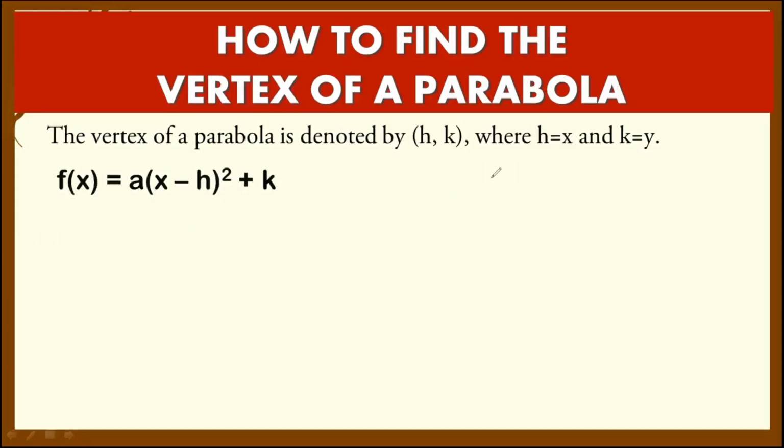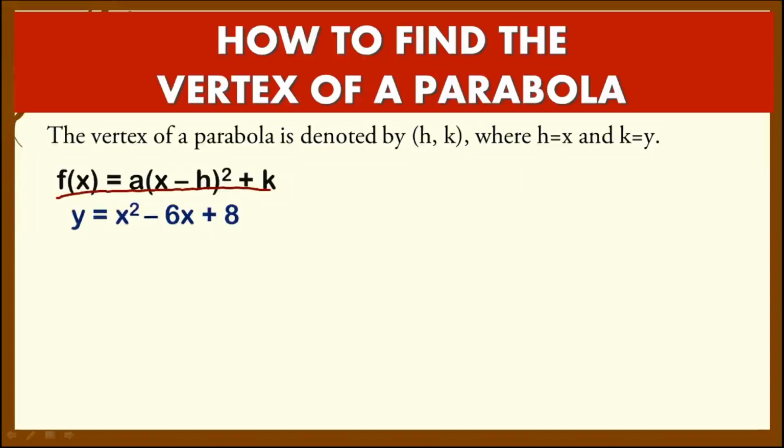So the second method to find the vertex is by using the vertex form of the quadratic function or quadratic equation. The vertex form is noted by f of x is equal to a times the quantity x minus h, squared, plus k. We are going to use completing the square here to find our h and k. So we will take the same example. y is equal to x squared minus 6x plus 8.